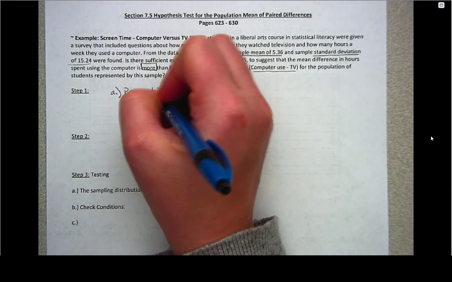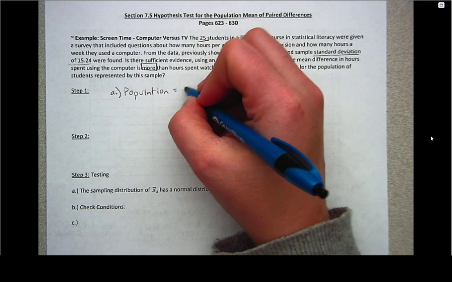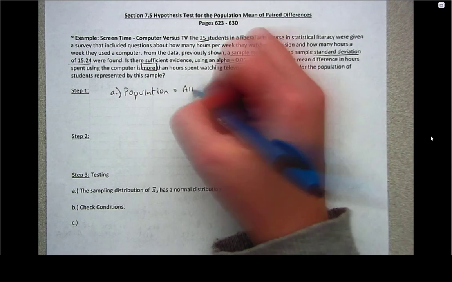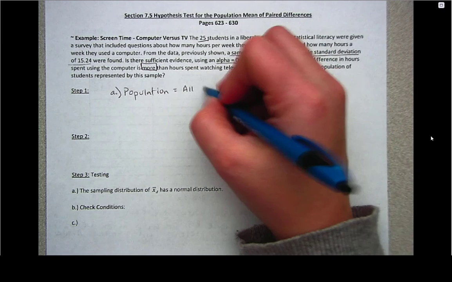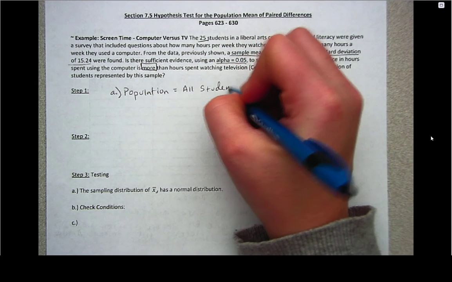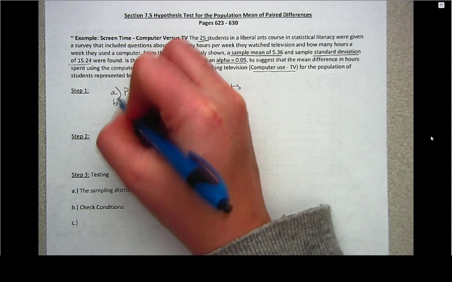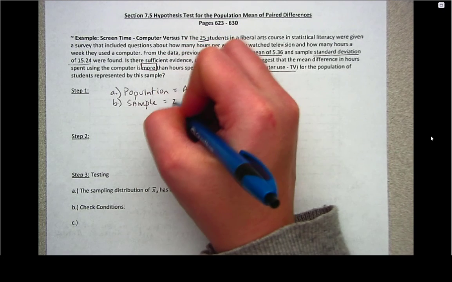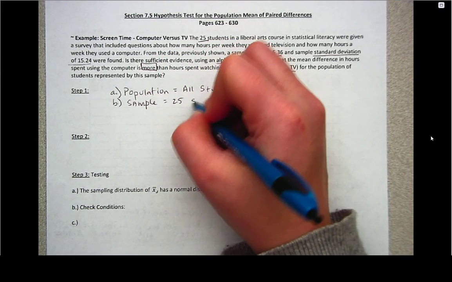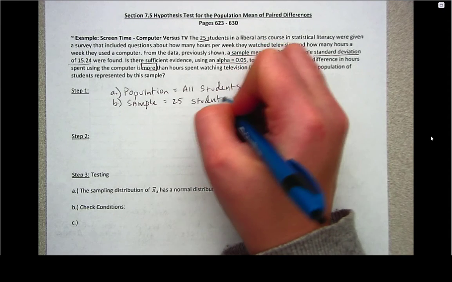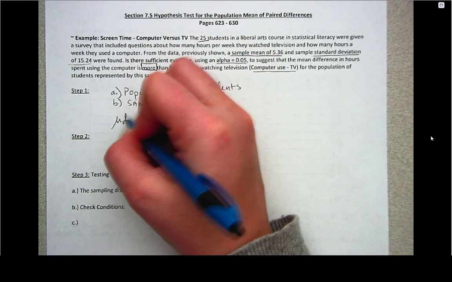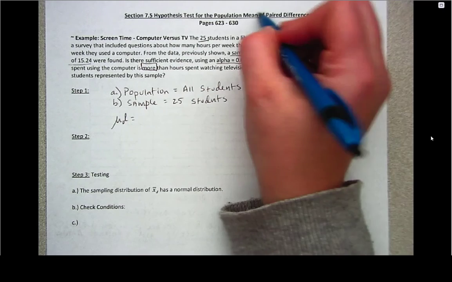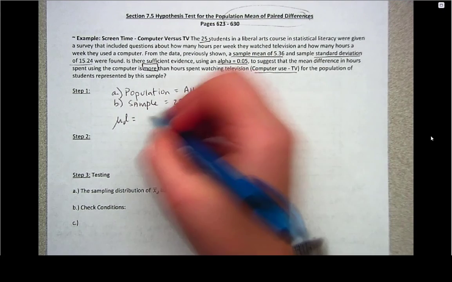So first, we're going to have our population. Here it's just going to be generically all students. And then in letter B, we're going to state our sample, which is here 25 students. And then I like to define my parameter, so it's mu sub d because it's population mean of paired differences.